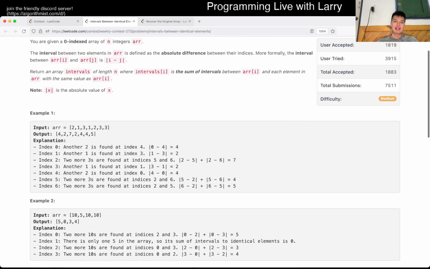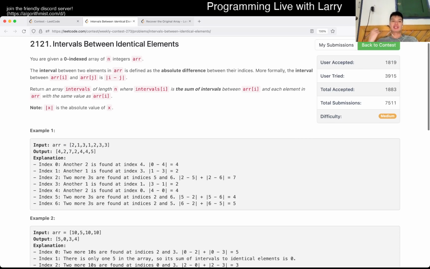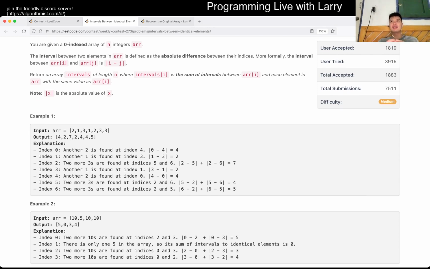And then now you have an array of elements in which you're trying to figure out the sum of all the intervals, right? And in these cases, it's just the total of the differences of all the indexes.